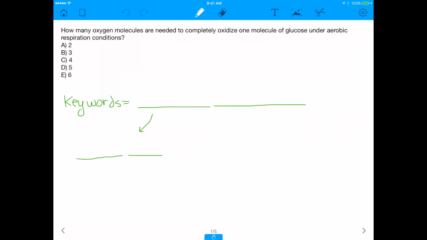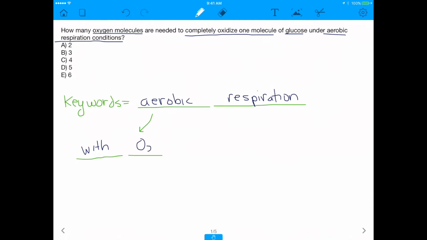It says, how many oxygen molecules are needed to completely oxidize one molecule of glucose under aerobic respiration conditions. Before we even start, the key word here is aerobic respiration. Some of you will know that you need to memorize certain words for the MCAT, and aerobic is definitely one of them because aerobic means with O2. So basically, I'm asking, assuming you break down glucose completely under aerobic conditions, what's going to happen?